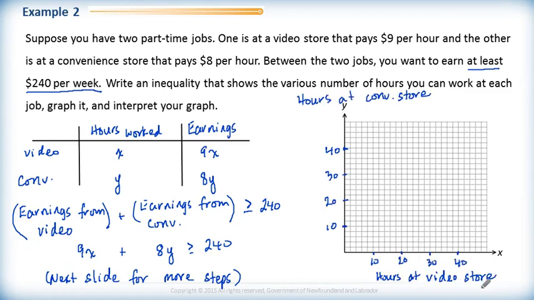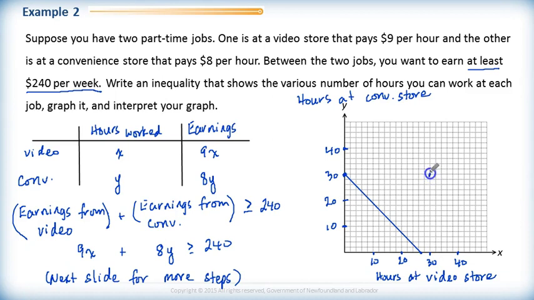My horizontal axis is the hours at the video store. Vertical is hours at the convenience store. My x-intercept was about 26.7, so that would be around about here. And my y-intercept was 30. So I draw in my boundary. I do a test point. Let's try 30 and 30. So 30 and 30 would be right here.